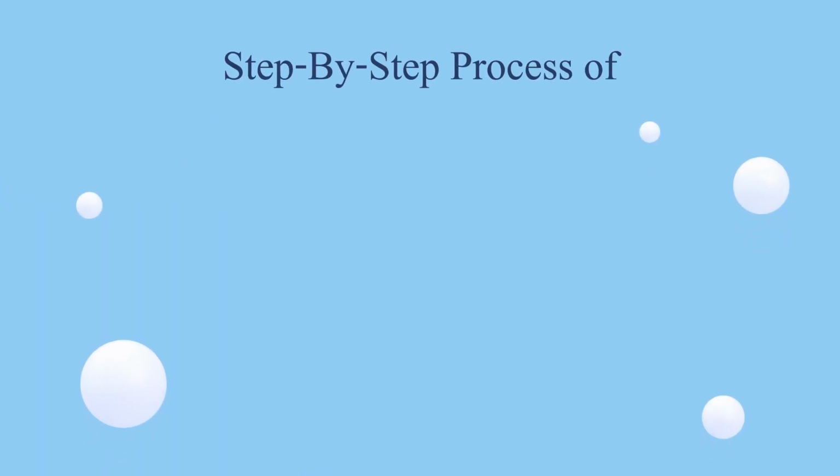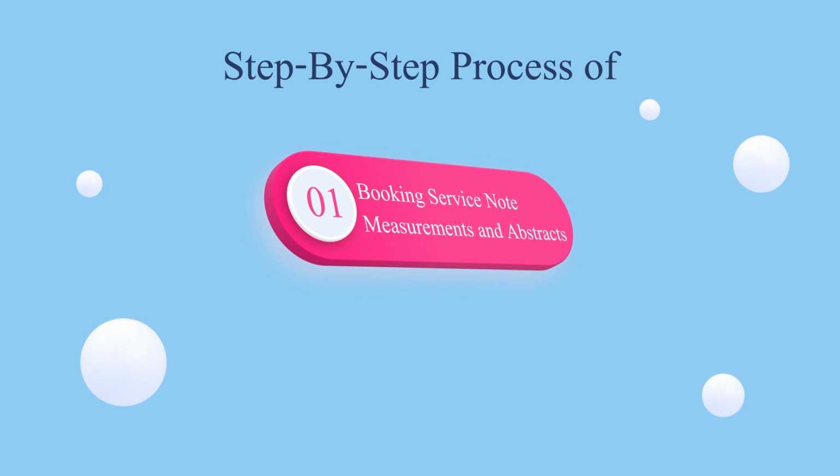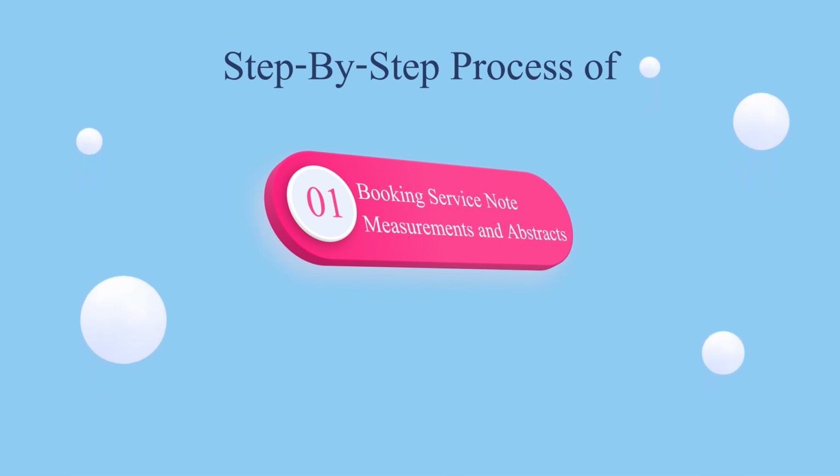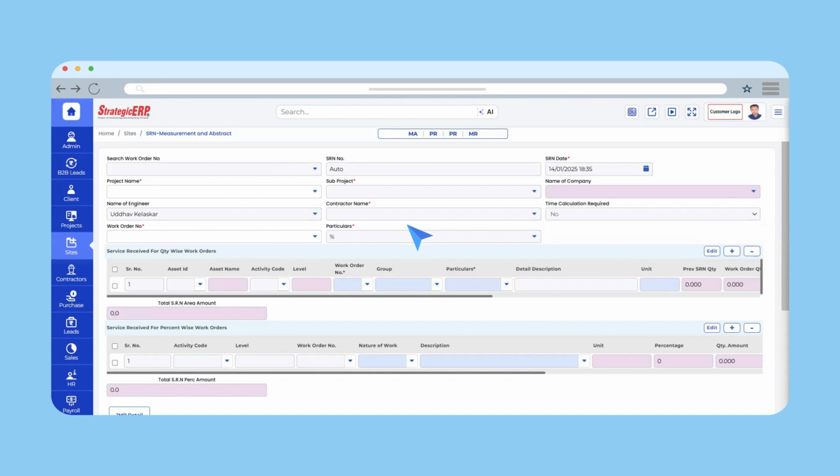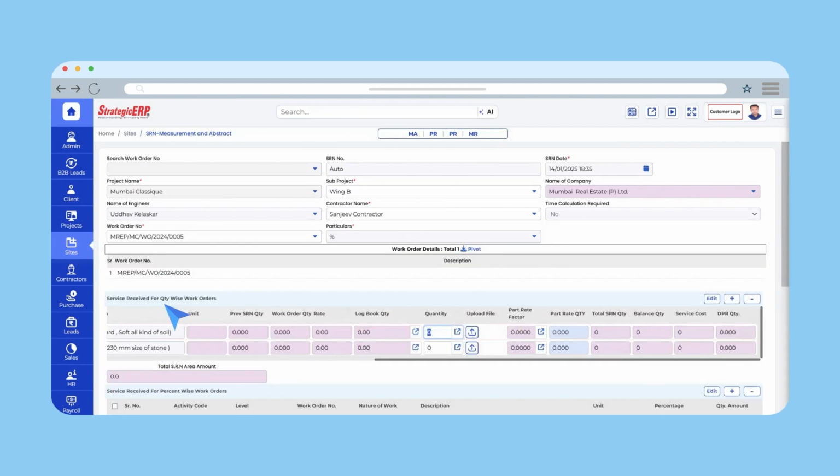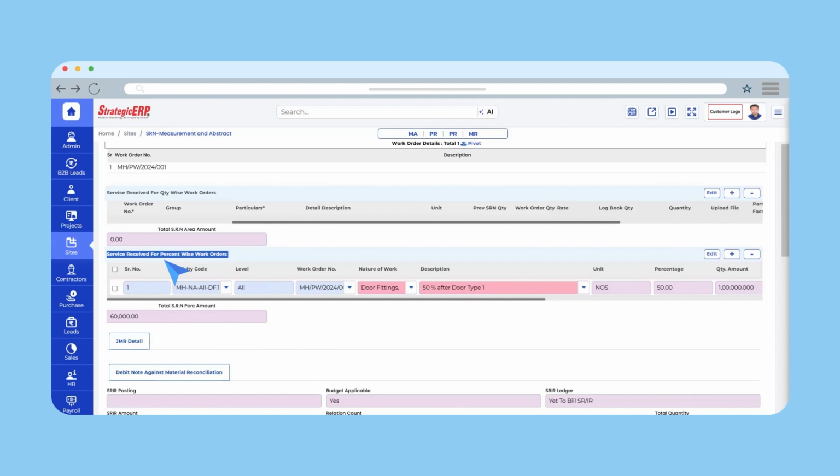Let us understand the step-by-step process of booking service note measurements and abstracts in Strategic ERP. Service receipt note measurements and abstracts are used to record and approve the quantity or percentage of work completed by the contractor at the actual site. There are two types of work orders: quantity-wise work order and percentage-wise work order.